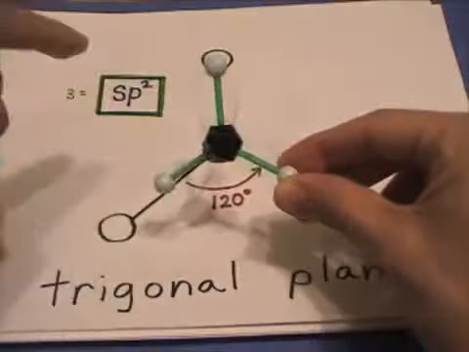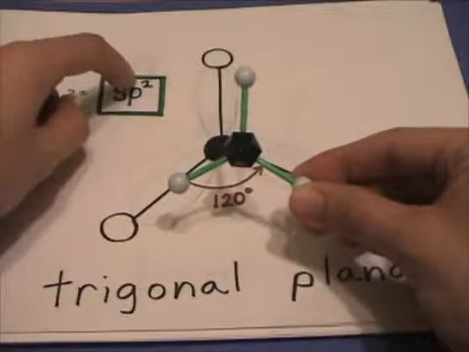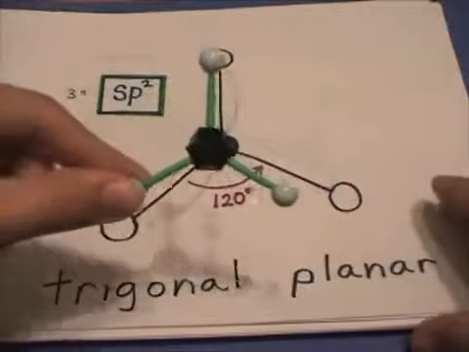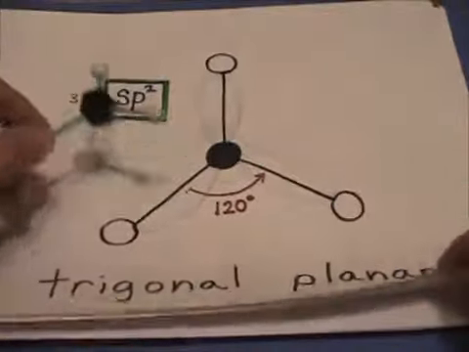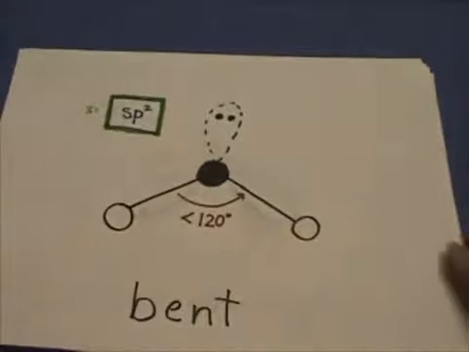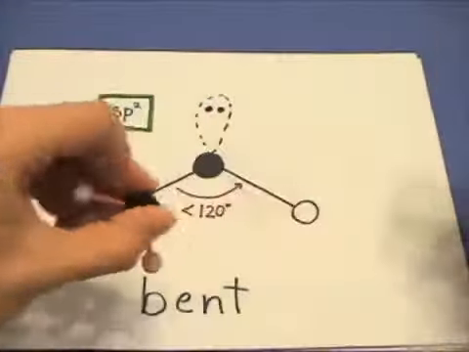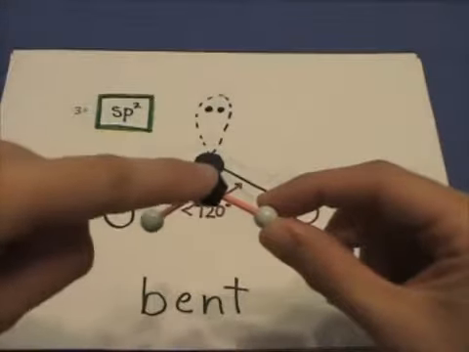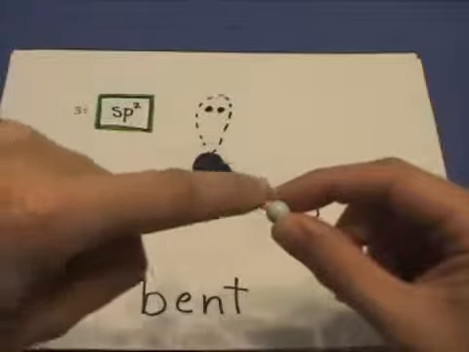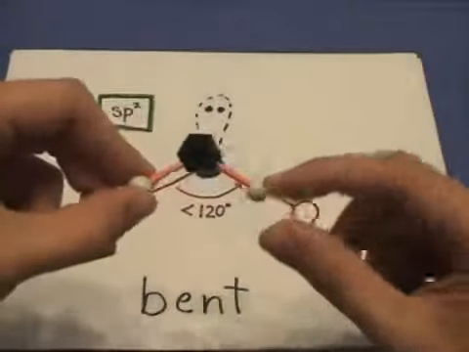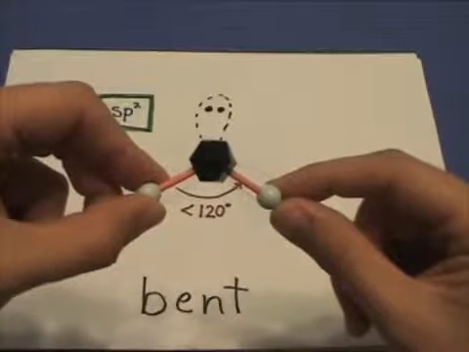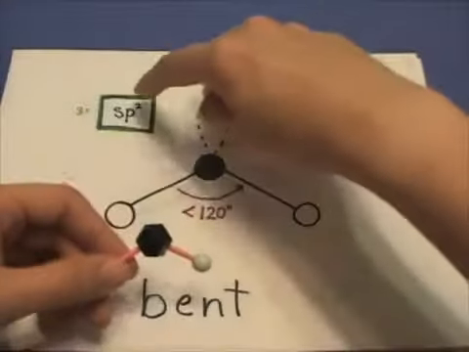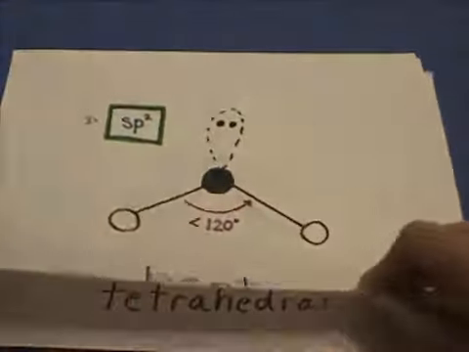There are 1, 2, 3 regions, so s is 1, and there's 2 p's. There's 3 total. sp2 hybridized, 120-degree bond angle, trigonal planar. It's all on the same plane. If there are 2 sigma bonds and 1 lone pair of electrons, then this central atom is still sp2 hybridized. There's 1, 2, 3 electron regions, and the predicted bond angle is slightly less than 120 degrees. This is bent, sp2, because there's 1, 2, 3 regions.